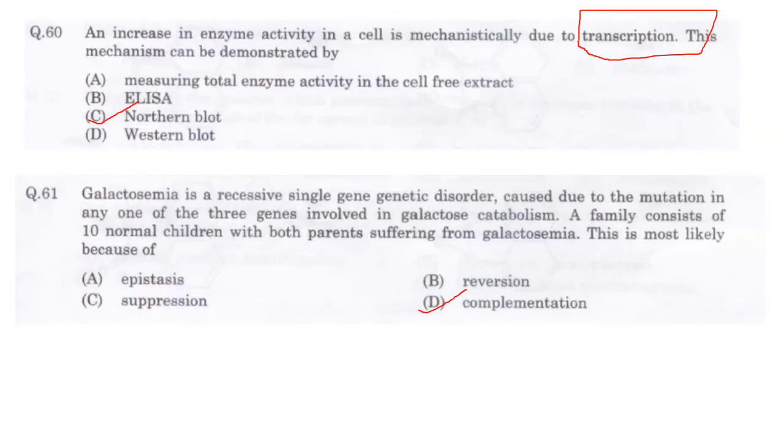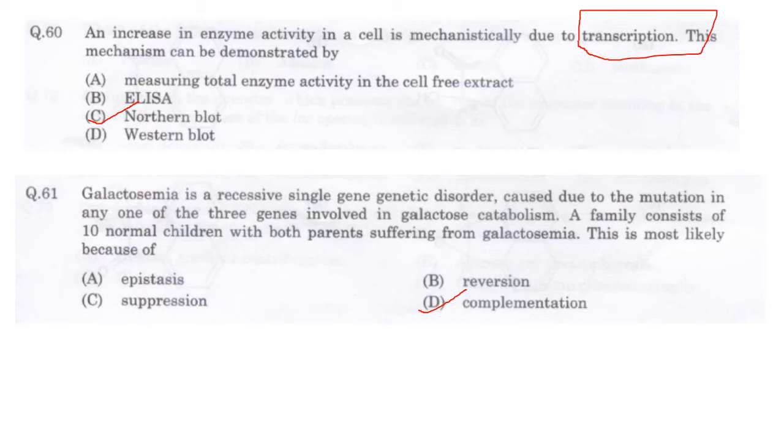Next one. An increase in enzyme activity in a cell is mechanistically due to transcription. This mechanism can be demonstrated by... Transcription is production of mRNA. It is found that the enzyme activity increases because of transcription. This can be demonstrated by, if you measure total enzyme activity in a cell extract, that will not give you the exact answer.